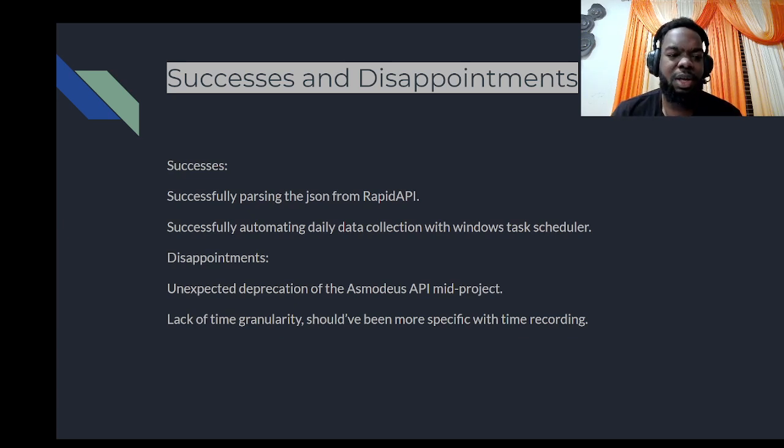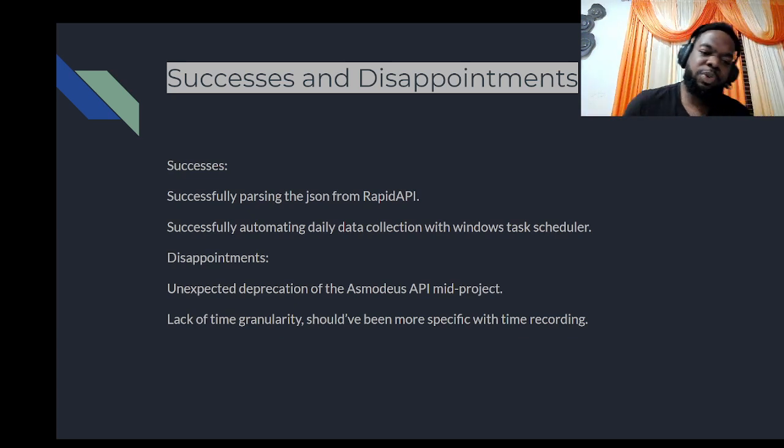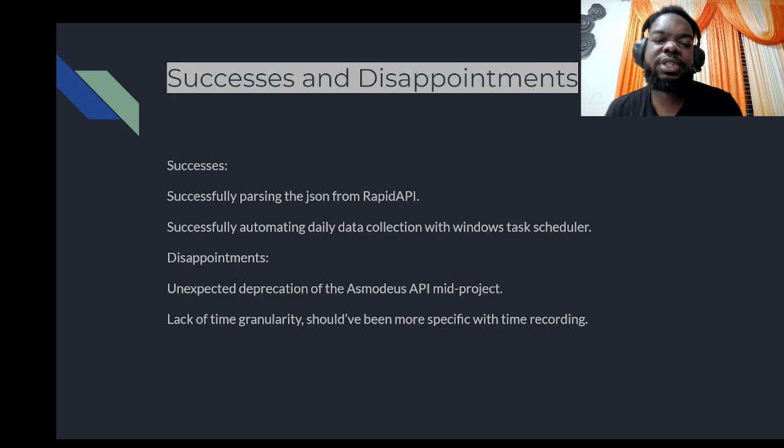For successes and disappointments, I successfully parsed the JSON from Rapid API. It took me a while to do that, but compared to Asmodeus, which needed token authentication, using Booking.com from Rapid API was actually a lot simpler with the API key and headers. I also successfully automated daily data collection with Task Scheduler. As I've said previously, there was an issue with administration privileges, but I was able to work around it.